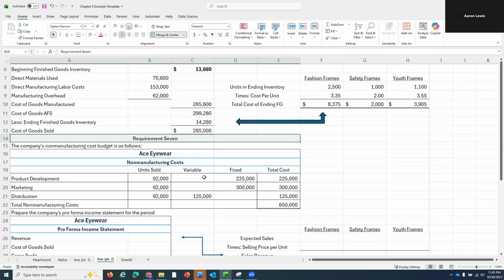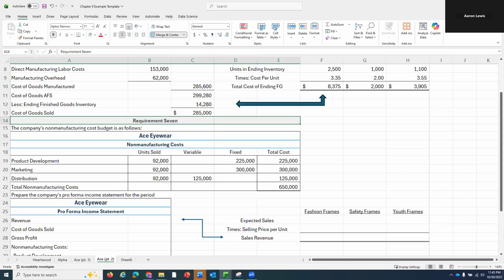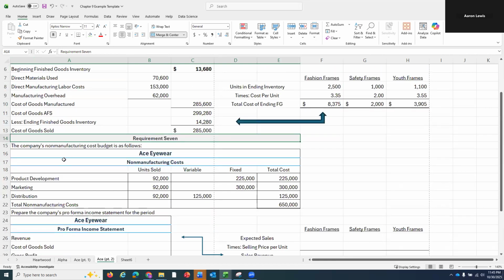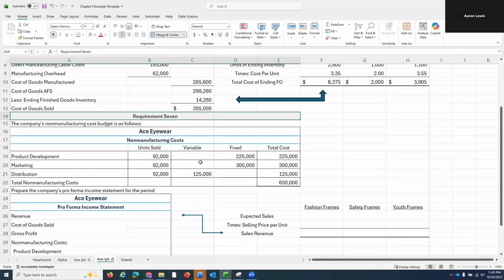But we have some period costs as well that we need to account for. We have product development costs, we've got marketing costs, we've got distribution costs. And in here, it's giving us a whole bunch of information about the number of units, et cetera. But what we're really looking for over here is our cost in total. And our cost in total that we are going to incur across these three is 225,000 for product development, 300,000 for marketing, 125,000 for distribution, and 650,000 in total.